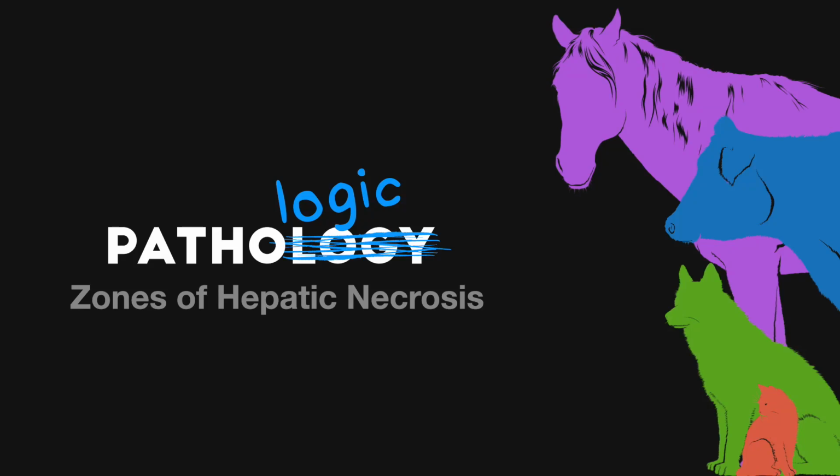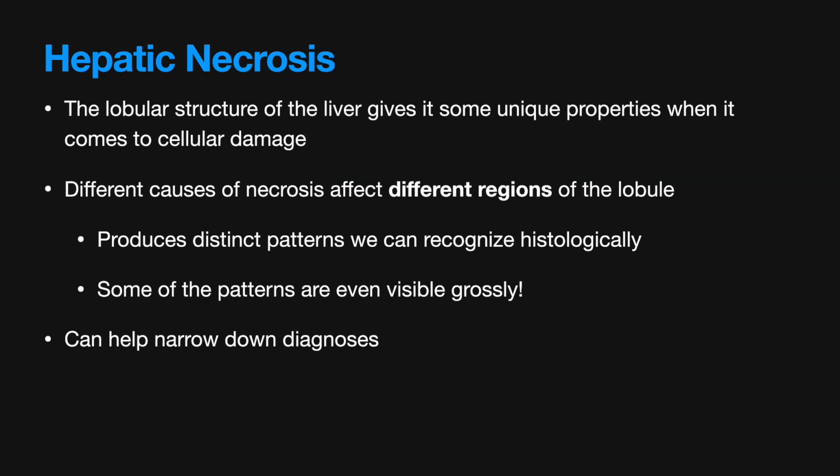Today we're going to be discussing the different zones of hepatic necrosis. The lobular structure of the liver gives it some unique properties when it comes to cellular damage. Depending on the cause of necrosis, different regions of the lobule may be affected. This produces distinct patterns that we can recognize histologically, and in some severe cases, we can even see these patterns grossly. As pathologists, the pattern of hepatic necrosis can help us narrow down our diagnoses.